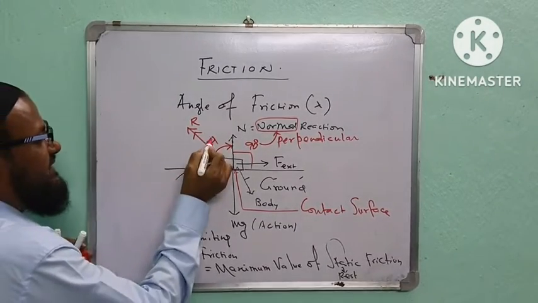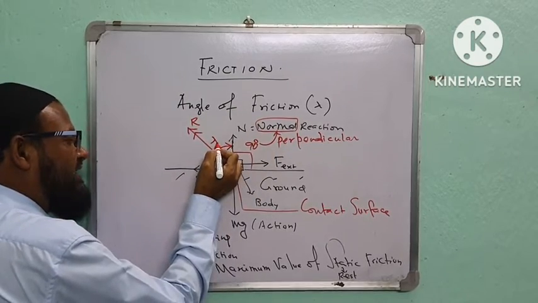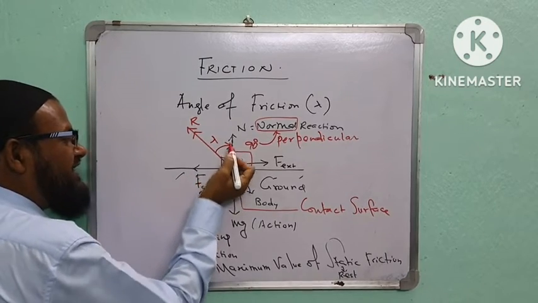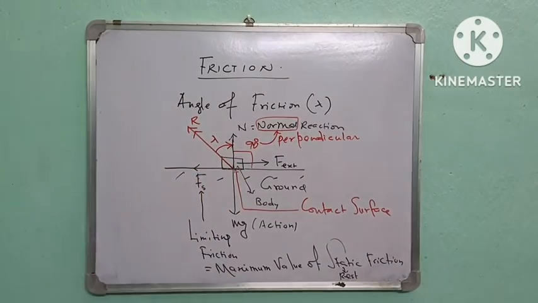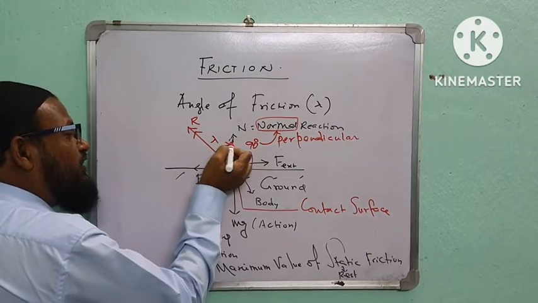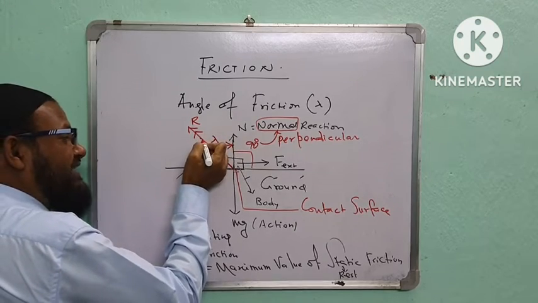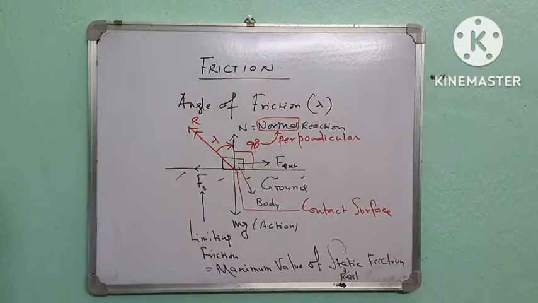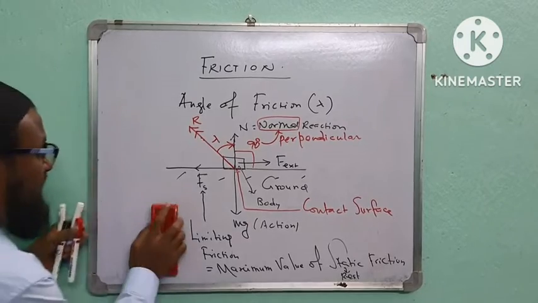What is this? Angle of friction is the angle between the limiting friction and... no, that is not the answer. The answer is: angle of friction is the angle between the normal reaction and the resultant of normal reaction and limiting friction. I am writing it there. Please try to understand.